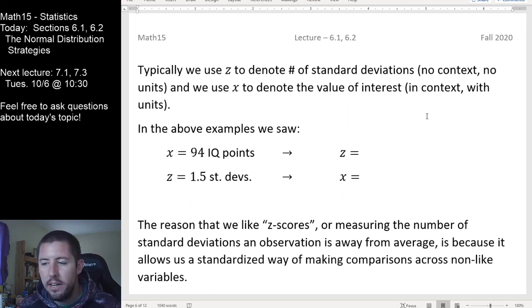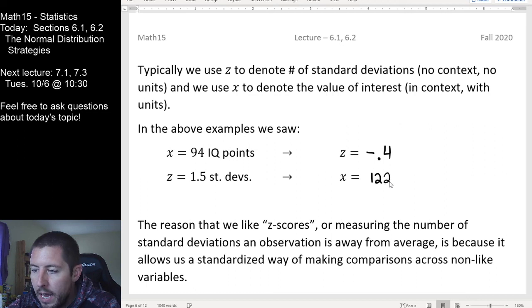That's z information. So what we just came up with to summarize what we saw is in the first example, we were given an x value of 94 IQ points, and we determined that was the equivalent of 0.4 standard deviations below average. In the second example, we were given the number of standard deviations, in this case above average, and we determined that to be an in-context interpretation of 122.5 IQ points.